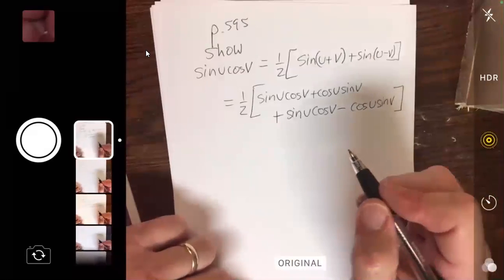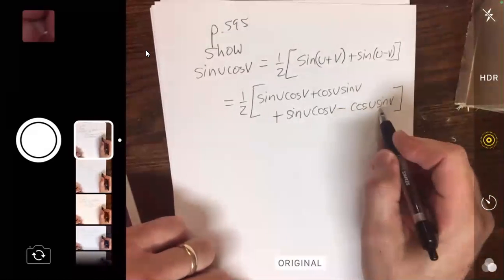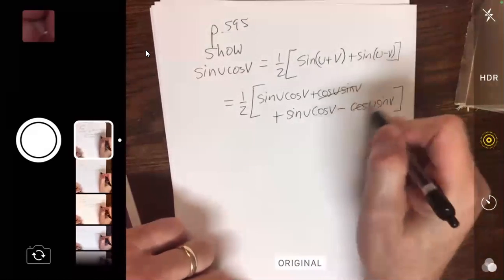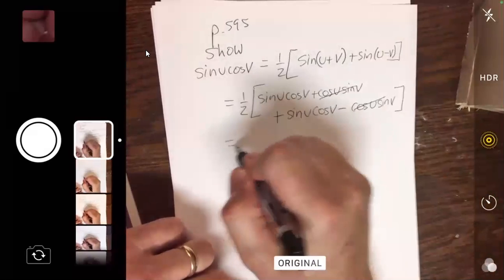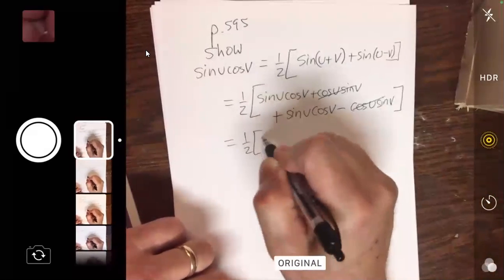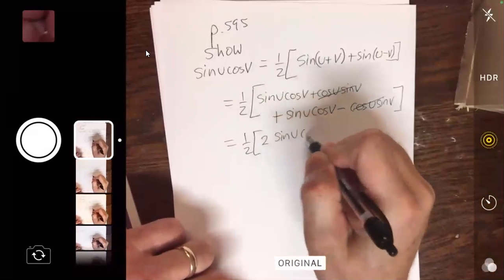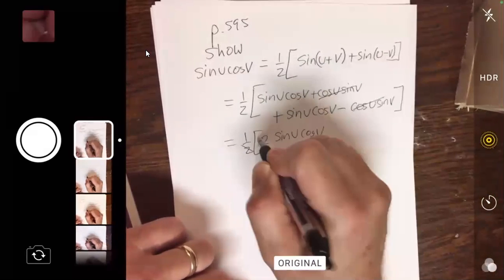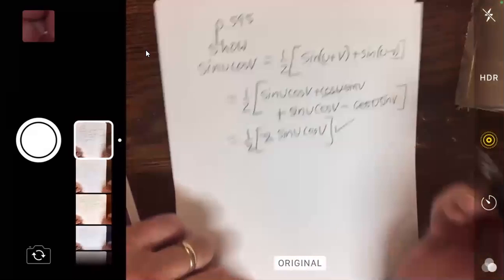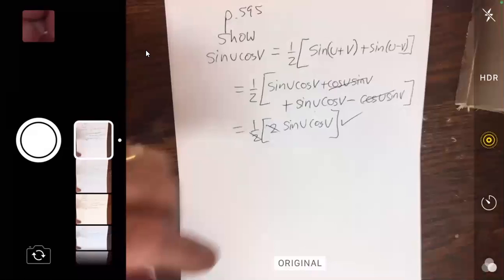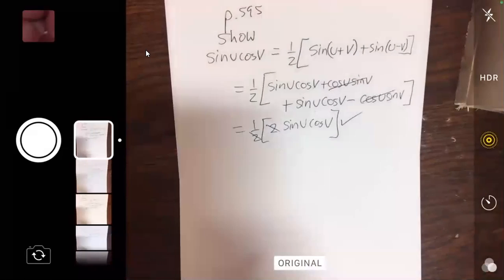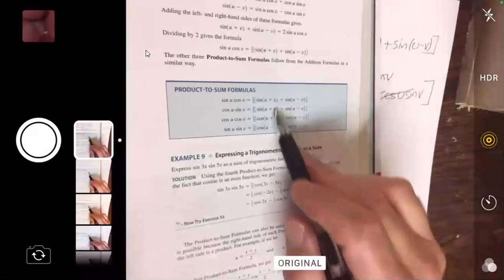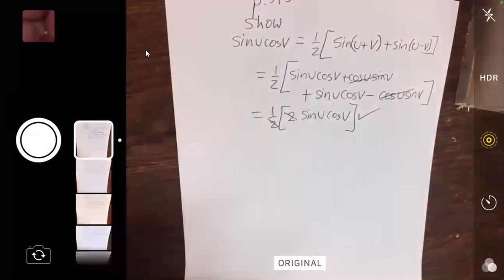All right. So cosine u sine v minus cosine u sine v, they're gone. Sine u cosine v, that's twice. So you get a big 1/2. Twice cosine v, the 2's cancel, and there you are. So it's a way of expanding products into sums. The other three are really similar.